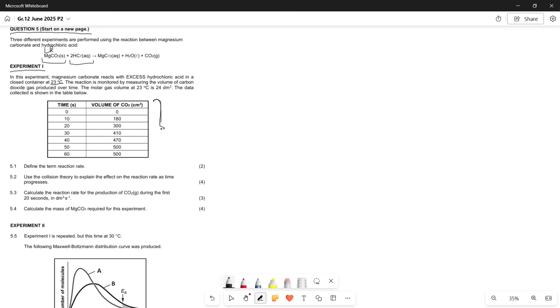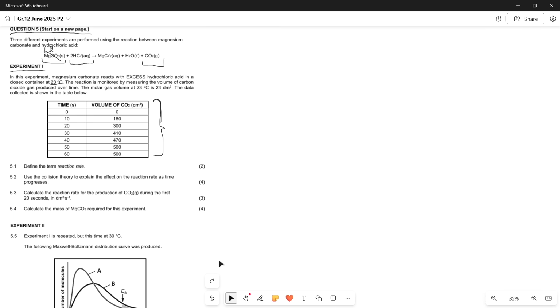So we have our volume of CO2 gas measured. So this actually develops until our MgCO3 runs out, with our HCl being left over at the end. So we have monitored by measuring the volume of carbon dioxide gas produced over time. So we have our time in seconds.